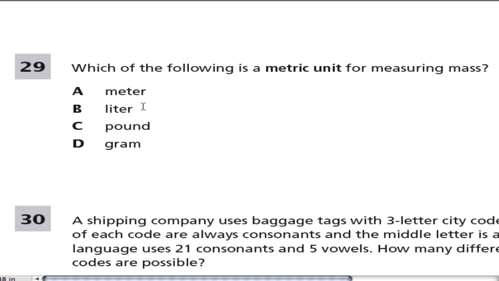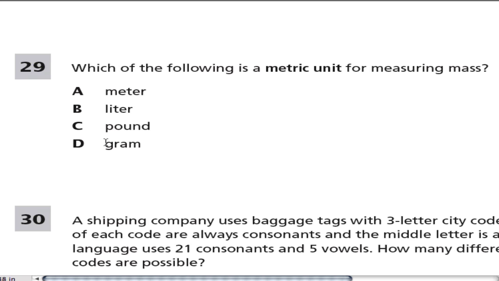Here we have liters and meters. These are also both metric units, but they're not for mass. So meters, liters, and grams are all metric units, and liters measure volume, meters measure length, and gram measures mass. The answer here is D for mass.